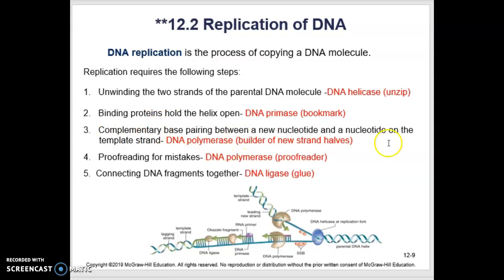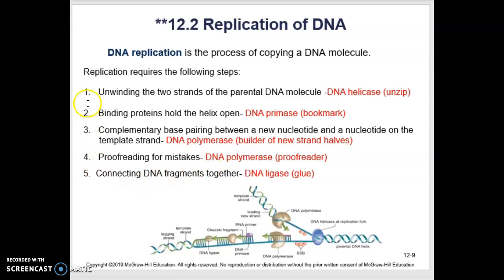Okay, so we built a new strand. That's going to be a daughter strand. The whole new one is a daughter strand. And then they're going to proofread for mistakes, make sure everything's in there correctly. And then we're going to connect little pieces of DNA fragments together.